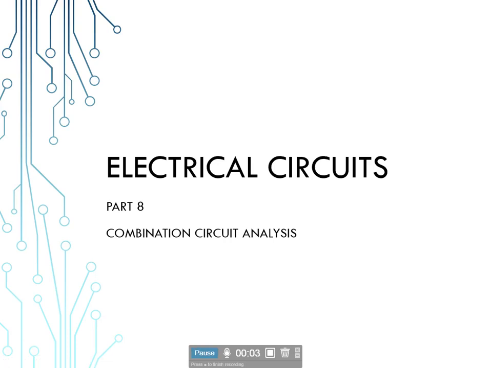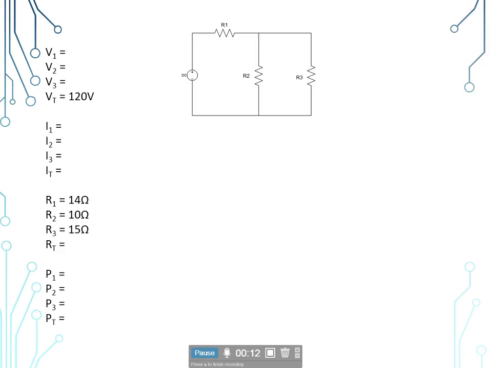Hello, this is Electrical Circuits tutorial series, part number 8, and we'll be doing a combination circuit analysis. So we're going to use a simple combination circuit. And the first thing that we have to do is find out which is the parallel portion, which is the series portion of this circuit.